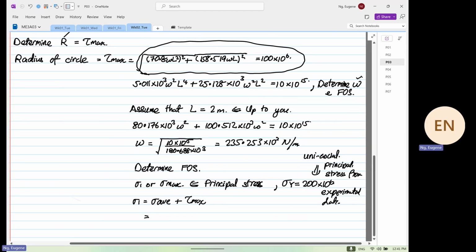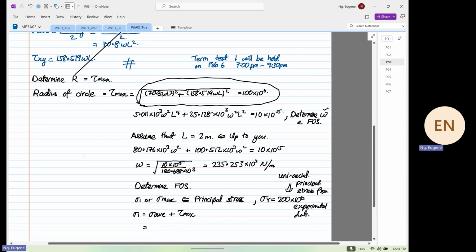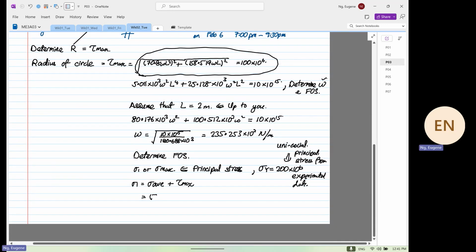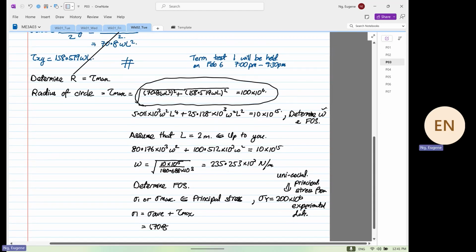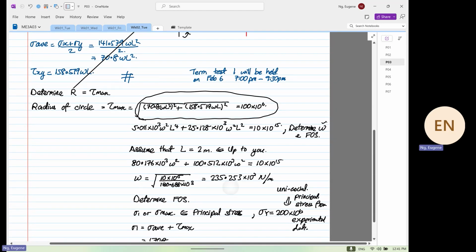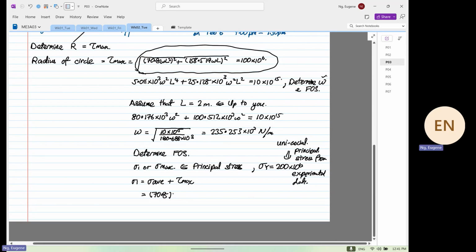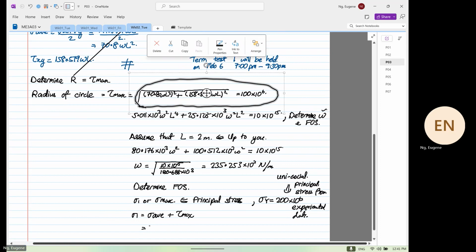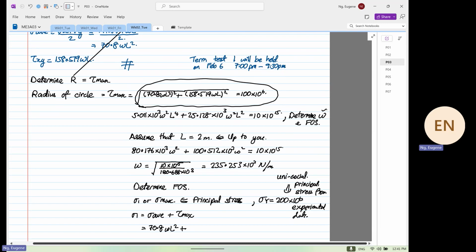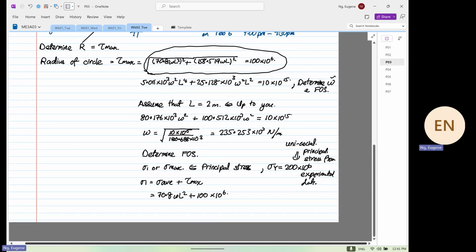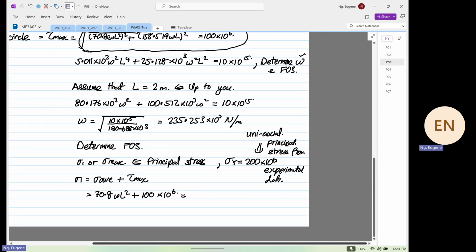So the stress average will be equal to what? We have calculated our stress average is equal to 70.8 omega L squared. Let me write down the formula first. So it's equal to 70.8 omega L squared plus, we know that tau max is equal to 100 times 10 to the power 6. Okay, we know that is our tau max.